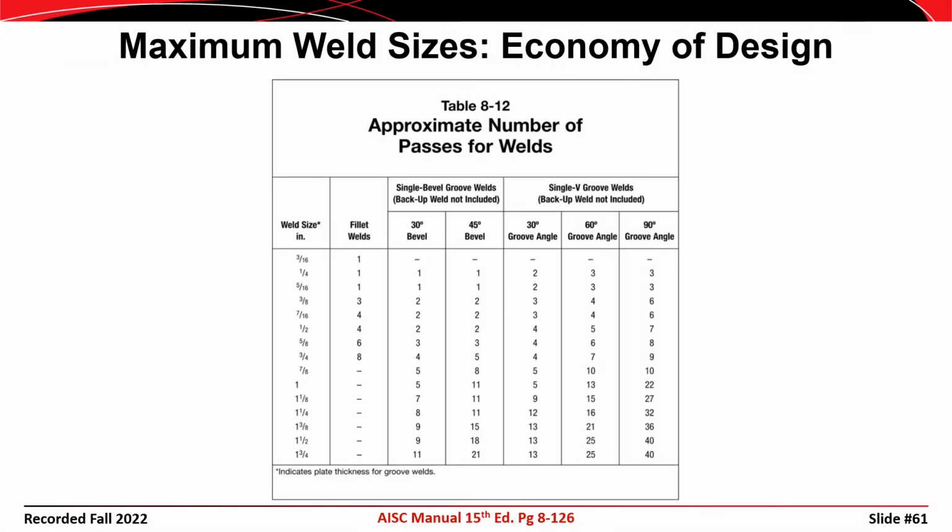And this is a table out of the AISC manual that gives approximate number of passes based on the type of weld you're using, the angle of the bevel that's being employed, and the size of the weld that's being made. So, for example, if you're placing a half-inch fillet weld, you can expect it to require 4 passes. If you're placing a 1-inch single bevel groove weld with a 30-degree bevel, then you can expect it will take approximately 5 passes.